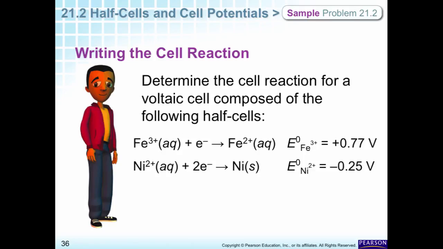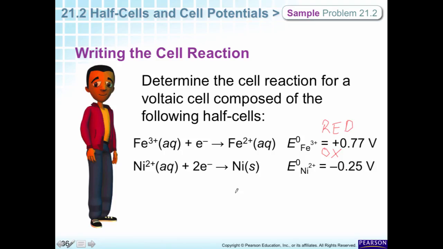Okay, let's determine the cell reaction for a voltaic cell composed of the following half cells. So we have Fe3+, and when you add an electron, you get Fe2+. Now, the more positive one will be the one that's going to be reduced. So this is going to be our reduction reaction, and this should be our oxidation reaction.